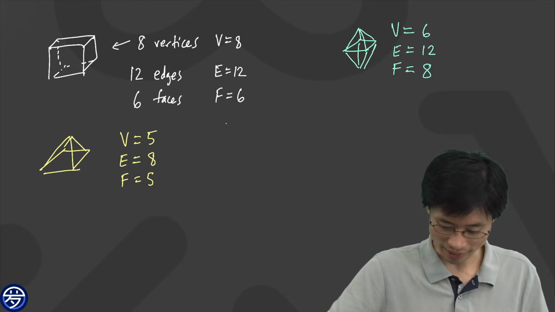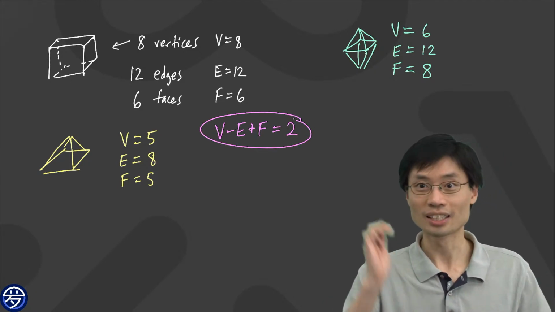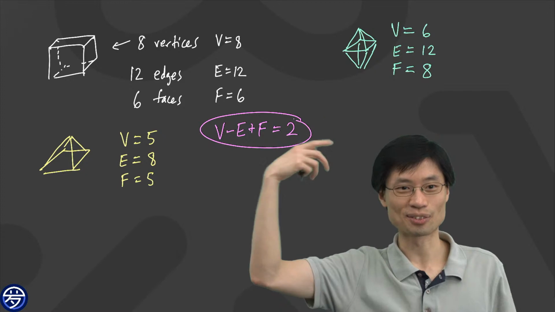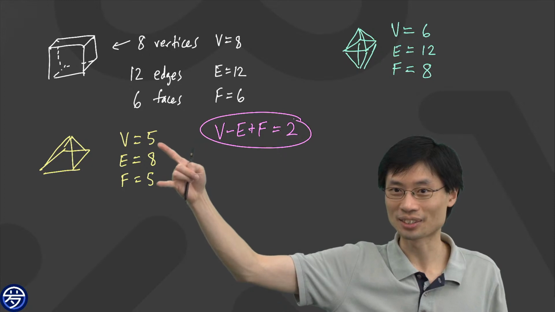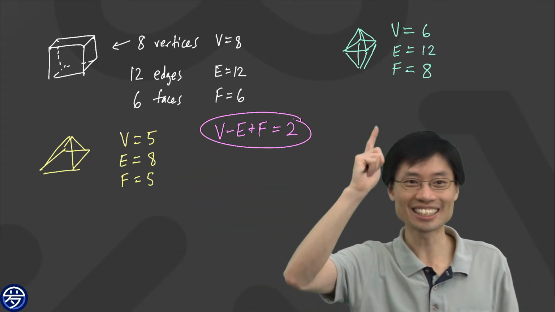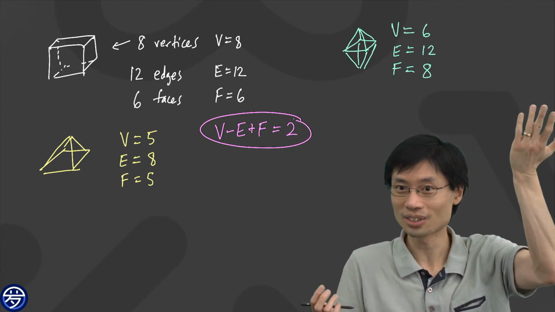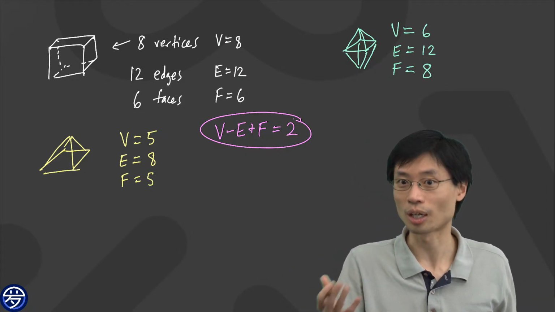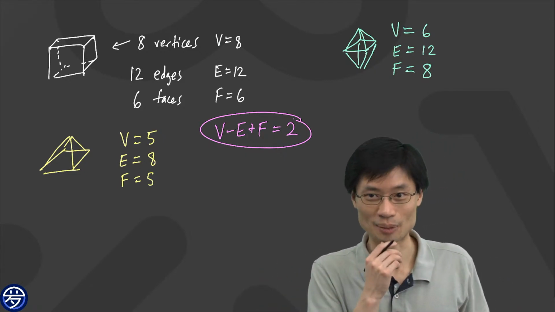Let's try it. Does it work? Try it for your favorite one of these 3 examples. This is always true. I have 8 minus 12 plus 6. Yeah, 8 plus 6 is 14, minus 12 is 2. 5 minus 8 plus 5. I often like to think of adding first. 5 plus 5 is 10, minus 8 is 2. Ding ding, says Tenpai D. Over here, I have 6 plus 8 is 14, minus 12 is 2. It always works. And in fact, the proof of this is more complicated, but that's in the realm of a proper class. So we won't have time to talk about it here.